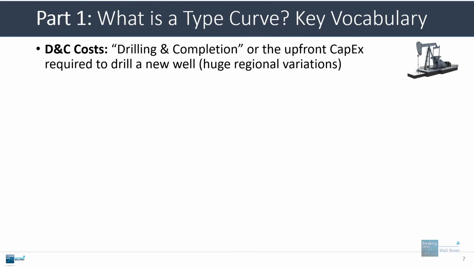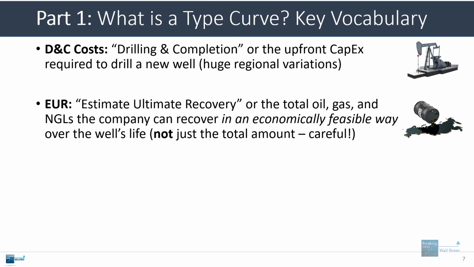So the D&C costs are the drilling and completion costs. This is the upfront capex that is required to drill a new well, and this varies very heavily by the region and well type. So you will see numbers all over the place here, ranging from millions to tens of millions to something in between. The EUR is the estimated ultimate recovery, and this represents the total oil, gas, and natural gas liquids the company can recover in an economically feasible way over the well's life.